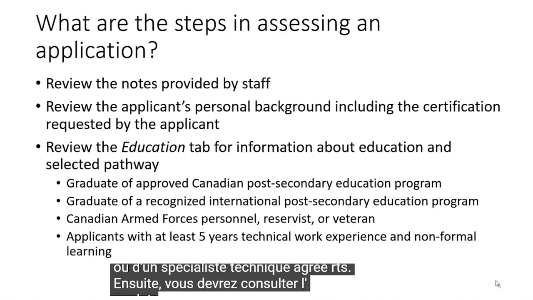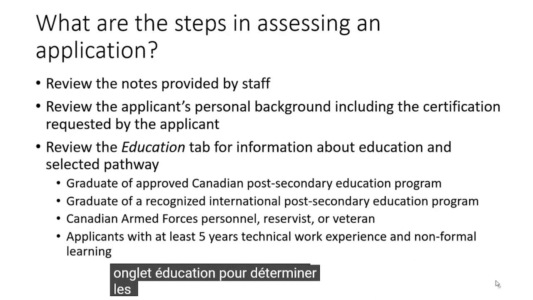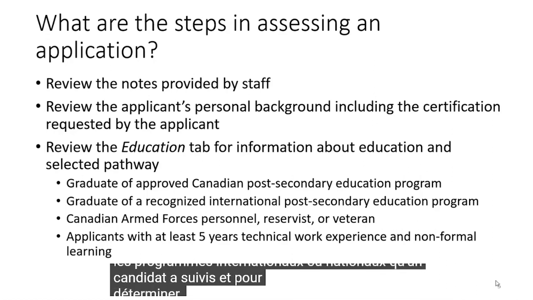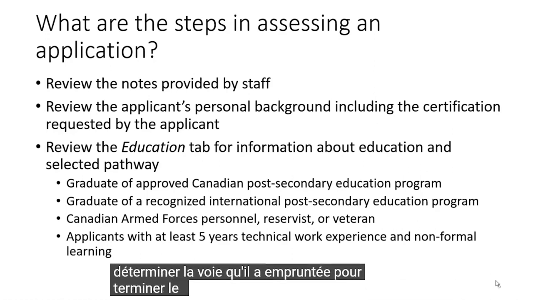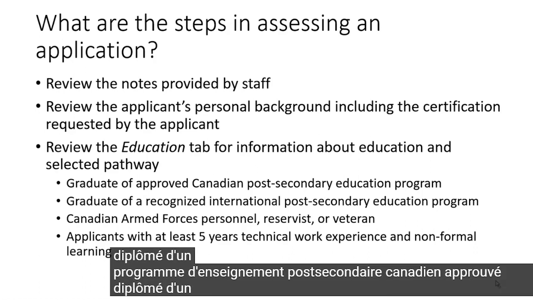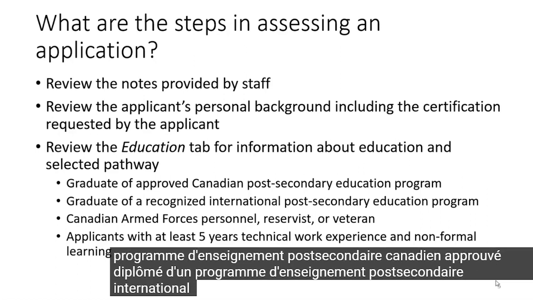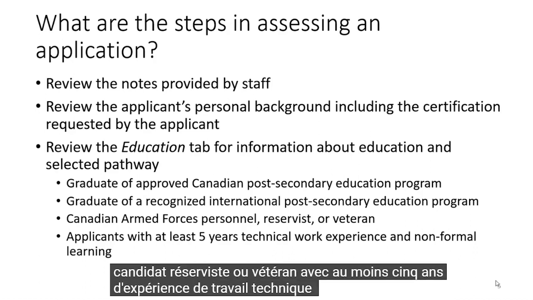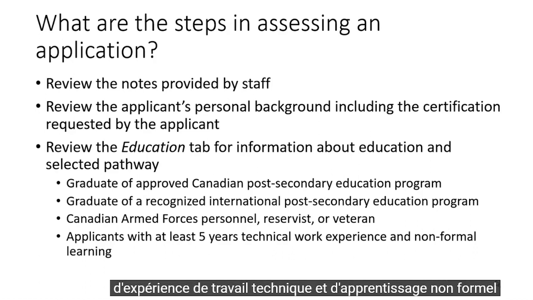Next, you'll need to look at the Education tab to figure out what international or domestic programs an applicant has completed and to determine which pathway the applicant has taken to complete the application. There are 4 pathways: graduate of an approved Canadian post-secondary education program, graduate of a recognized international post-secondary education program, Canadian Armed Forces personnel, reservist, or veteran, and applicants with at least 5 years technical work experience and non-formal learning.